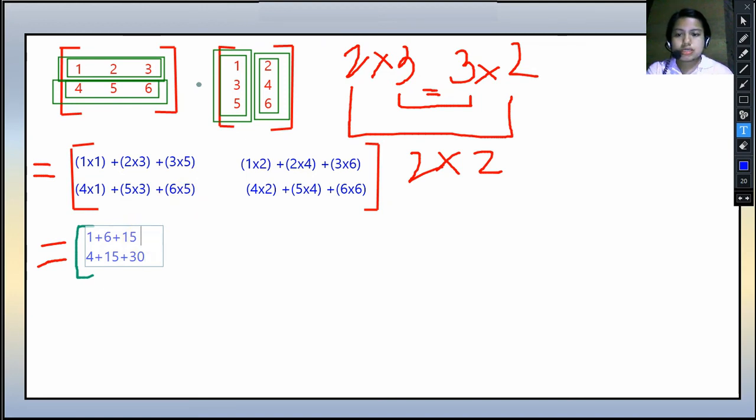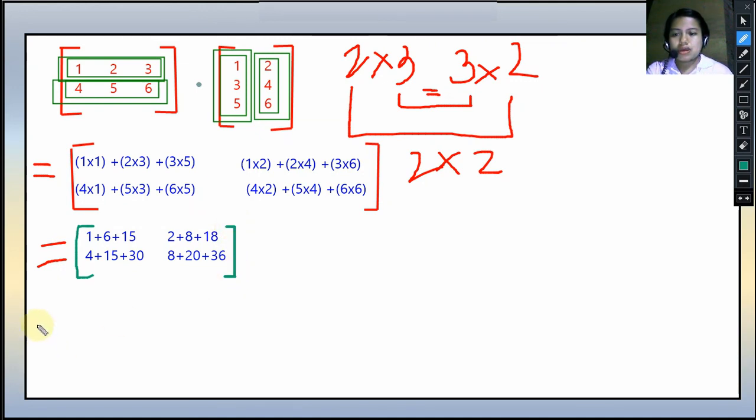Then we will proceed with the first row, second column. So that would be 1 times 2, that's 2, plus 2 times 4, that's 8, plus 3 times 6, that's 18. Then below, that is 4 times 2, that's 8, plus 5 times 4, that's 20, plus 6 times 6, that's 36. So that will close our matrix.